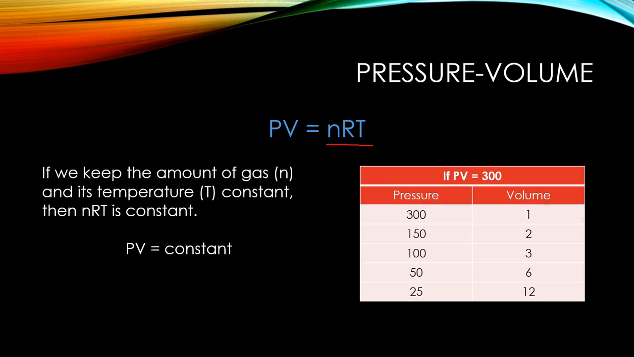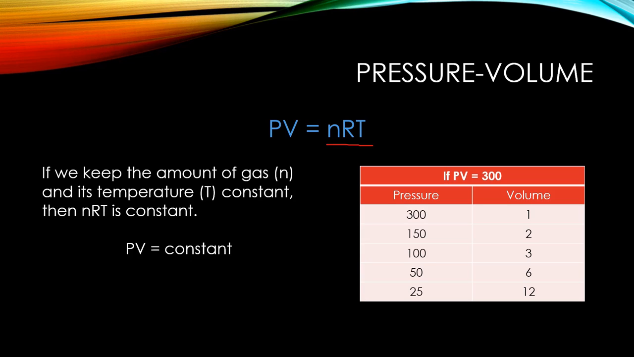If I just pull a constant out of thin air, let's just say that pressure times volume is equal to 300. So let's look at some values of pressure and volume if this is the case. Well, if the pressure is 300, that means the volume is 1. If the pressure is 150, then the volume is 2, and so on and so forth. As the pressure decreases, the volume increases.